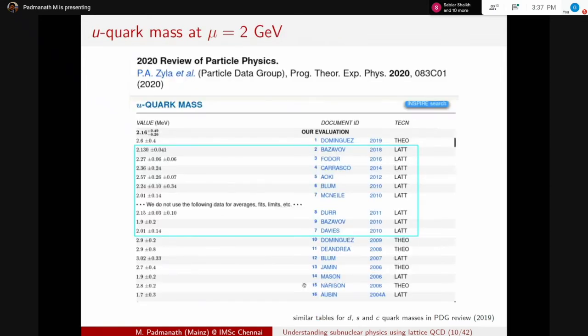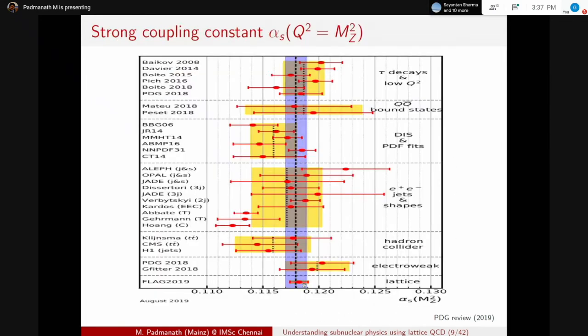Moving on to another, sorry, question. Yes, please. So what is the input that goes into this one? Input into what? To extract alpha s. So what is the input given? There should be some masses or something that's input, right? Yes. So the step scaling function is quite technical.